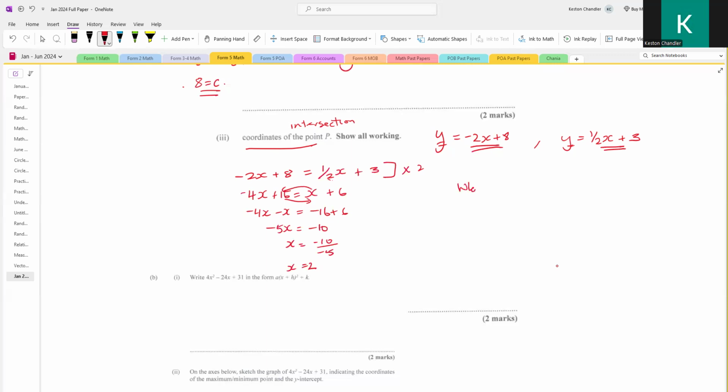When x is equal to 2, y is equal to, I'll use this one, 1/2 by 2 plus 3. 1/2 of 2 is 1. 1 plus 3 is 4. So the coordinates are P. P is equal to (2, 4). Everybody all right with that? Right, so it's like a simultaneous equation, pretty much.